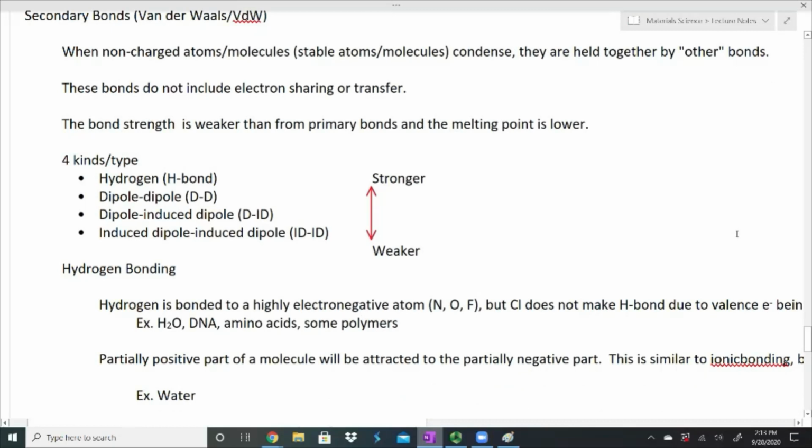The bond strength is normally weaker for these compared to the primary bonds, and the melting point is normally lower as well. The melting point normally is consistent with the strength of the bonds. There are four types. We have hydrogen bonds, sometimes called H bonds. Those are the strongest of these secondary bonds. We have dipole-dipole, dipole-induced dipole, and then induced dipole-induced dipole. We'll talk a little bit more about those as we move on. But I do have this picture here of how they go. They go from strong to weak.